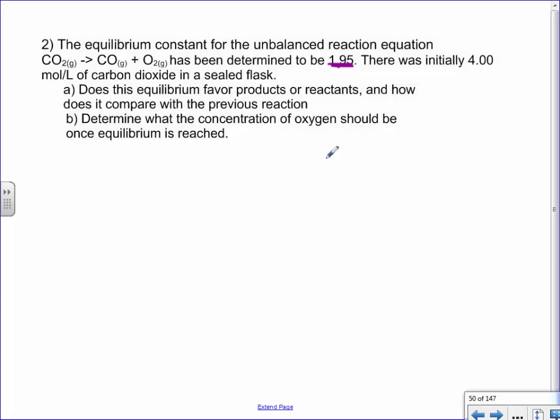And this was the example I did right at the end of last day's class, and I was kind of rushing it. So let's try this one a little bit slower. I'm going to give you the equation we already need. So carbon dioxide is going to turn into carbon monoxide and oxygen.